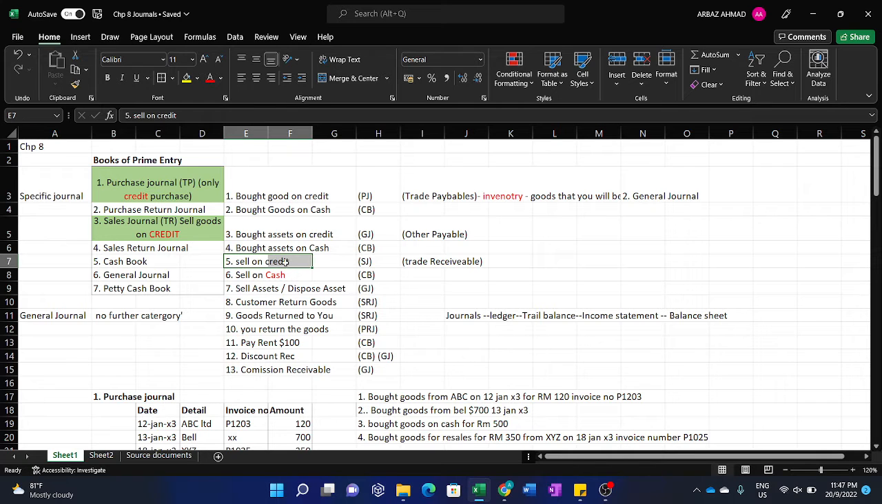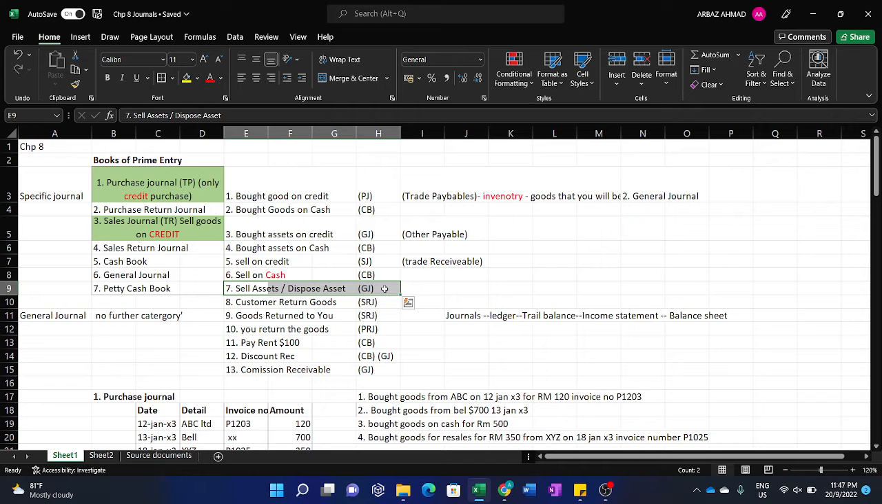If you sell on credit, so if you are selling something you bought earlier, now it should go in sales journal. Okay, because it is a trade receivable, you will be receiving the money. And then if you sell on cash, so emphasis on cash again, it will go in cash book. Okay, I have written CB here, cash book. Sell assets or dispose assets, again go in journal because these are assets.